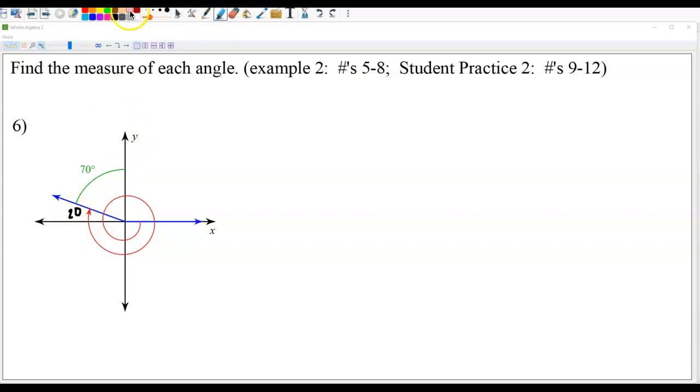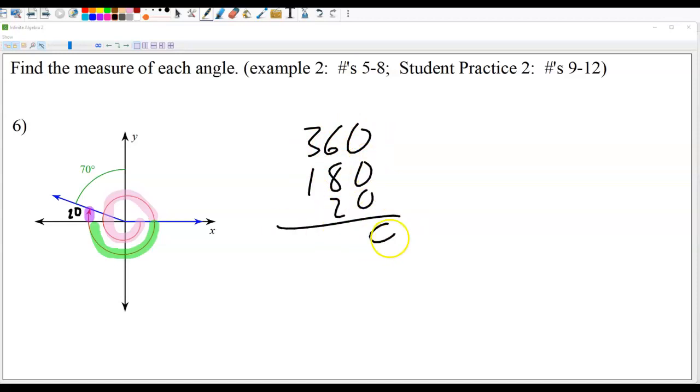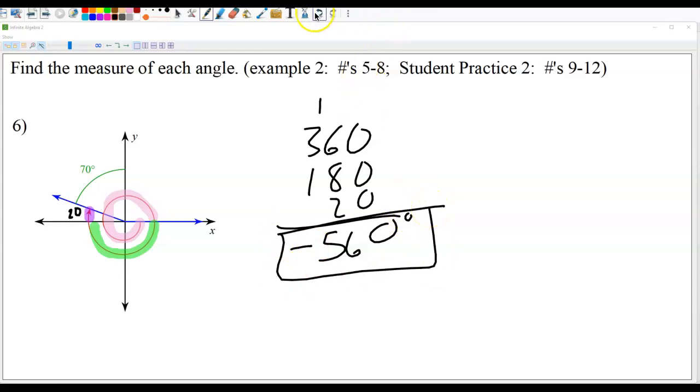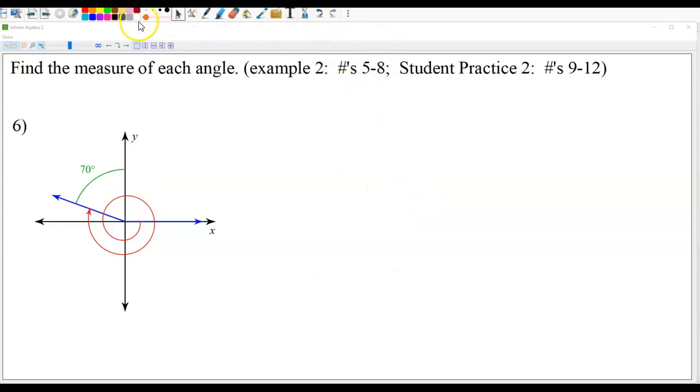All right, let's go ahead and find what we can. So from here to here is 360 degrees. And then from here to here is 180 degrees. And then finally, this last little chunk right here is 20 degrees. So we have 3 pieces that we need to add together: 360, 180, and 20. So that's a 560-degree angle, but remember, we are going in a clockwise direction, so it's a negative 560-degree angle. Let's take a look at yet another one.